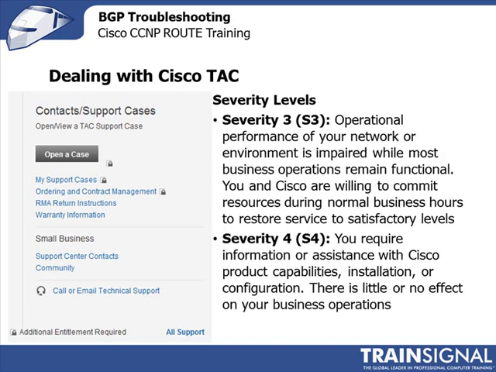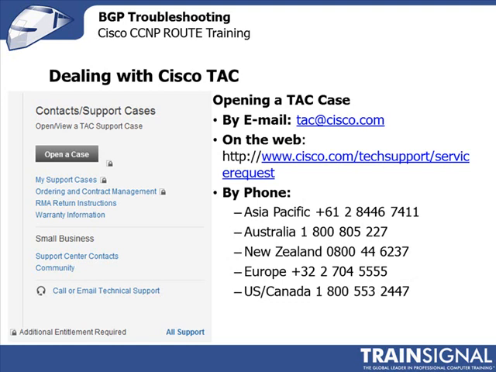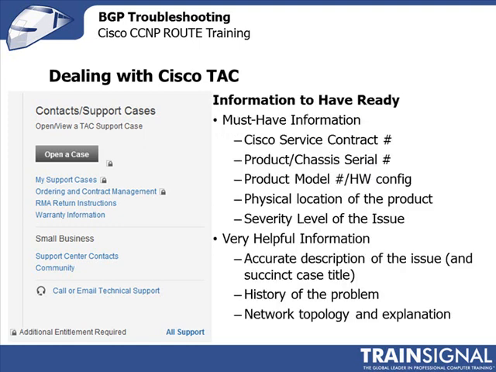Severity 3 is it's impaired, not down, not degraded, but impaired to some degree, and should be resolved, but not in an all-out emergency. And again, this is more of a 9 to 5, 8 to 5 business type of environment. And severity 4 is just assistance with configuration or product questions. You can open a TAC case by email, on the web, or by phone. There are a number of different ways. I happen to prefer on the web because it tends to go more quickly, but some people feel better about doing it over the phone.